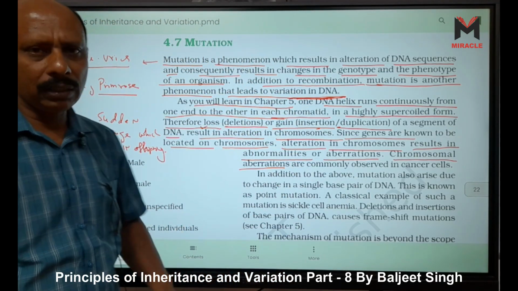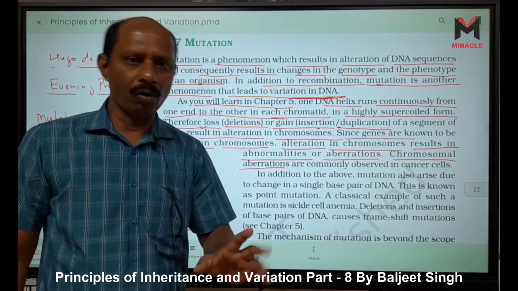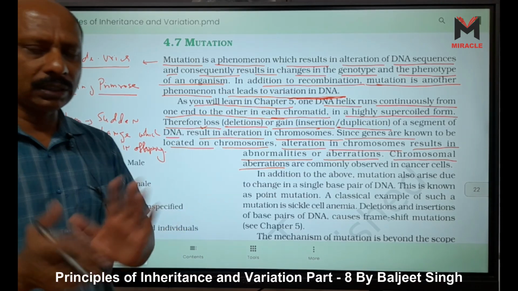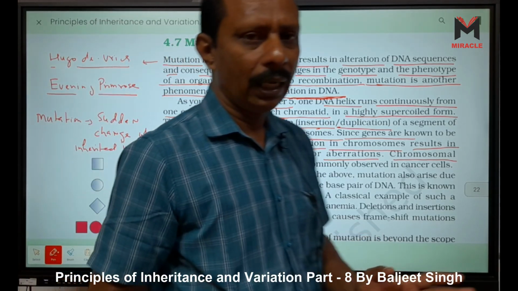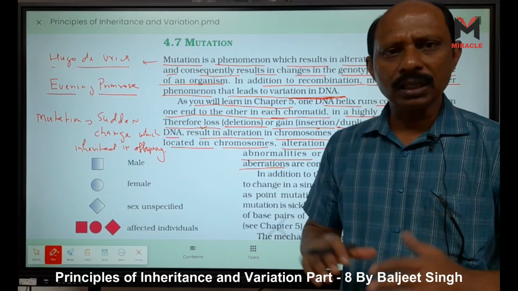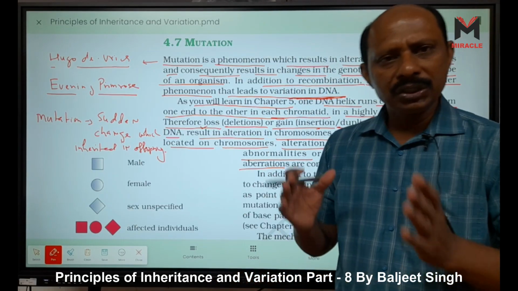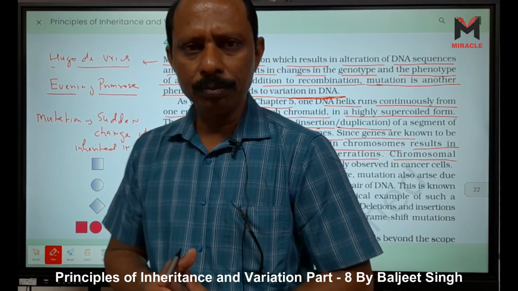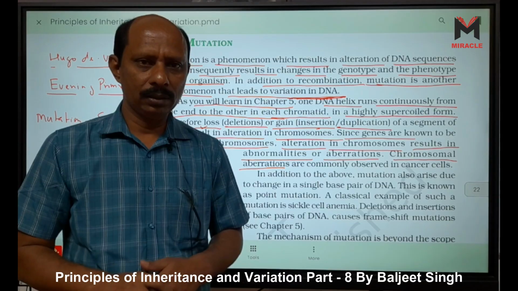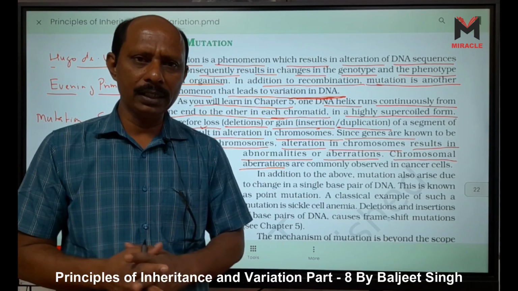This aberration means what? Change in the structure of chromosomes, right? Aberration means change, and there are two types of mutations: chromosomal mutation and gene mutation. Now, chromosomal mutation is also of two types. First is change in the number of chromosomes, or change in the number of chromosome sets. The number of chromosomes, okay, is called ploidy.